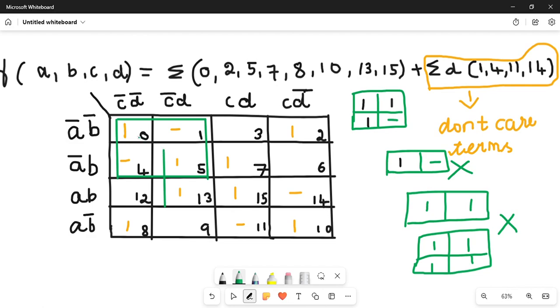Observe that. So if cell number 0 and cell number 5 are don't care, you cannot make the group. There should be a combination of 1 cells or 0 cells along with the don't care cells, right? Yeah. So we'll make a group.